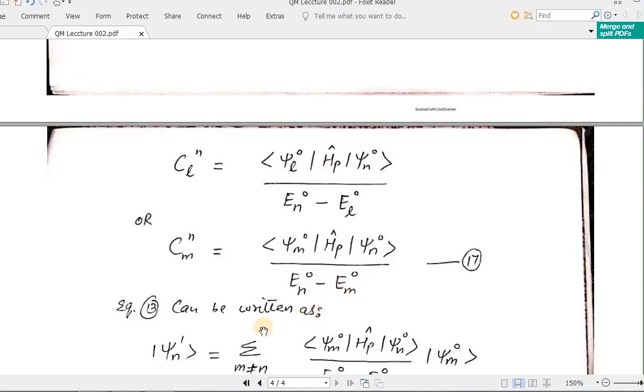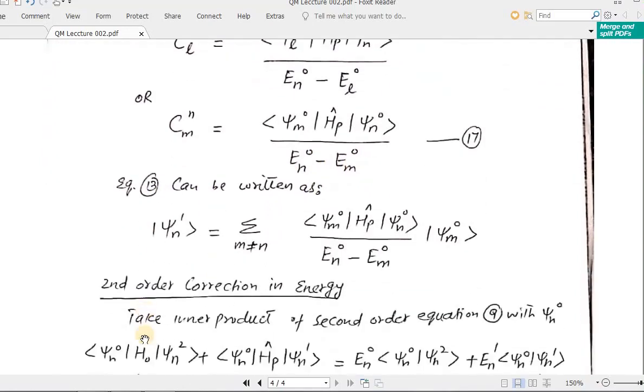Now use the value of Cmn in equation number 13. We will get psi n1 in the form of the summation over m not equal to n. This is the value of Cmn and this is the unperturbed eigenfunction psi m naught. This equation is known as the first order correction to the wave function.